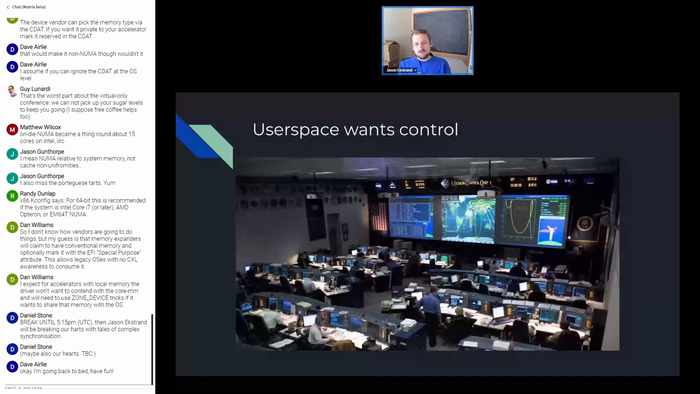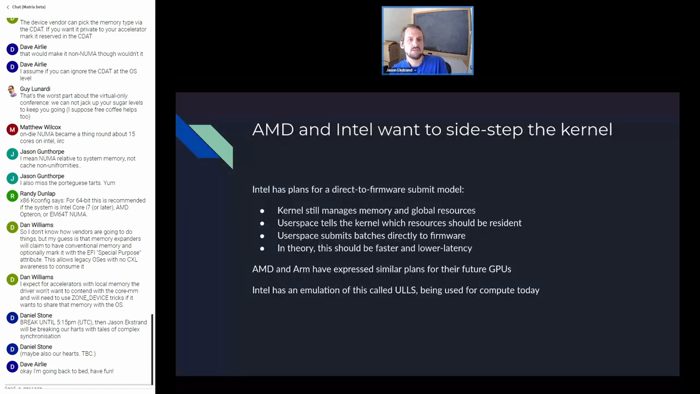But the problem is that user space isn't happy with this. User space wants more control. So a couple of examples of this. AMD and Intel and ARM as well all have some sort of plans to sidestep the kernel. I'm not going to speak to AMD or ARM's plans, but Intel's plans run something along these lines.